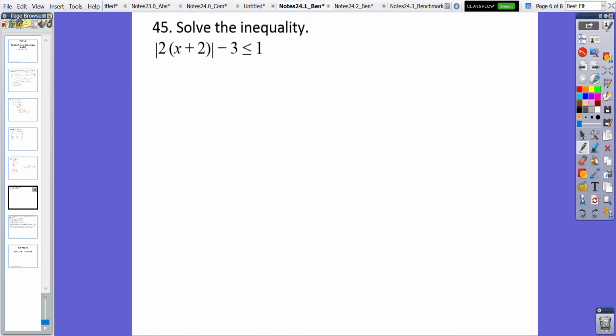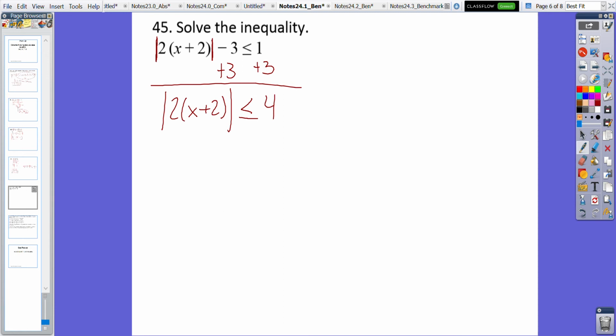But before we do that, a couple things. We want to make sure we get this absolute value of 2 times the sum of x and 2 by itself before we do anything else. So I'm going to start by adding 3 to both sides of my inequality. That's going to give me absolute value of 2 times x plus 2 is less than or equal to 4.